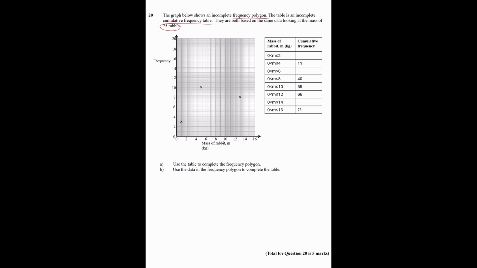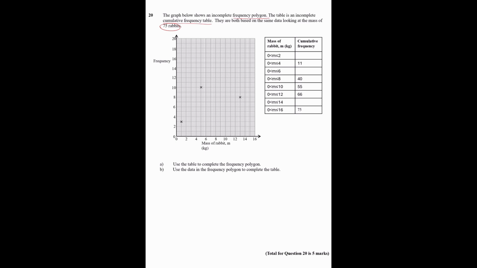So I can get information from the frequency polygon in terms of frequency. I could put that into the frequency table. I could then populate the cumulative frequency table, and I can go vice versa between all of those three things and then complete them. So I need to use the table to complete the frequency polygon.